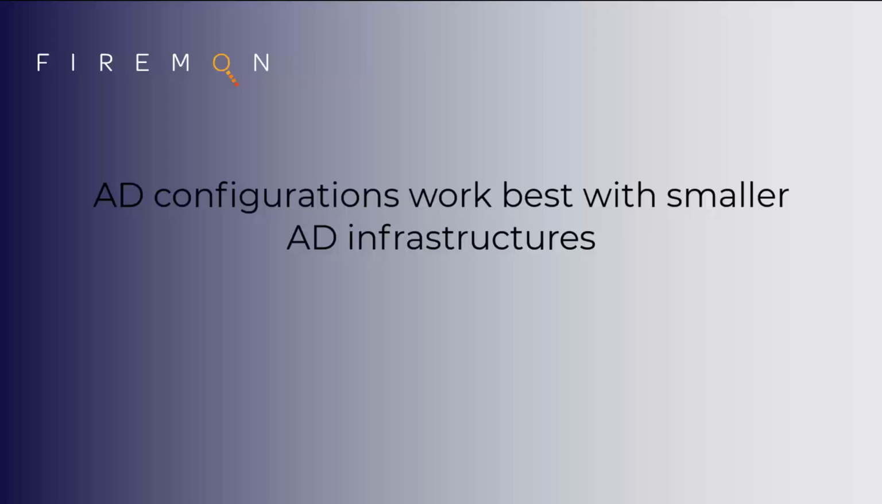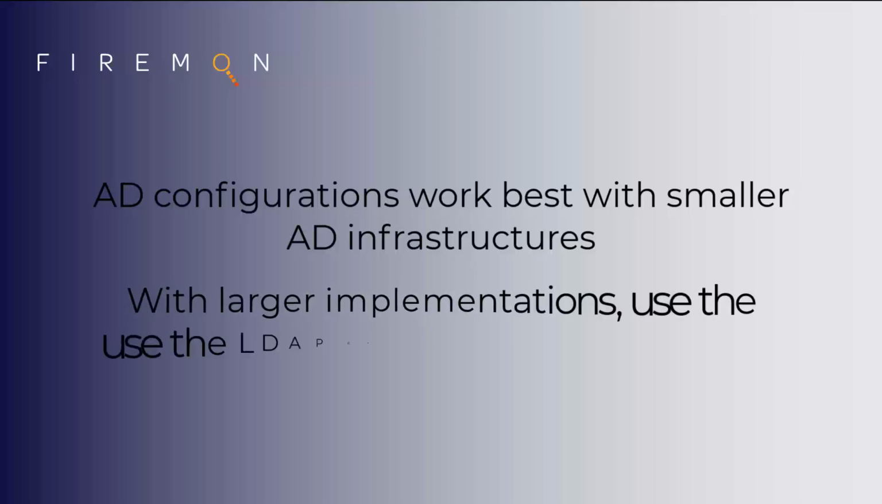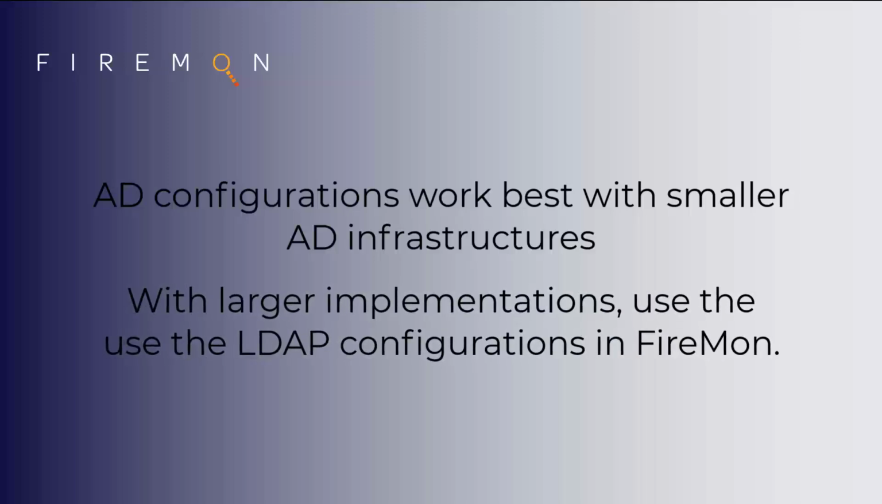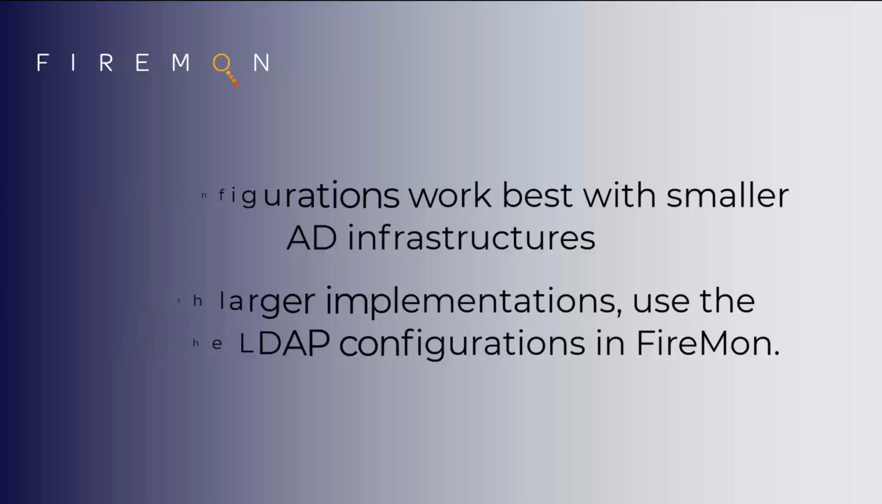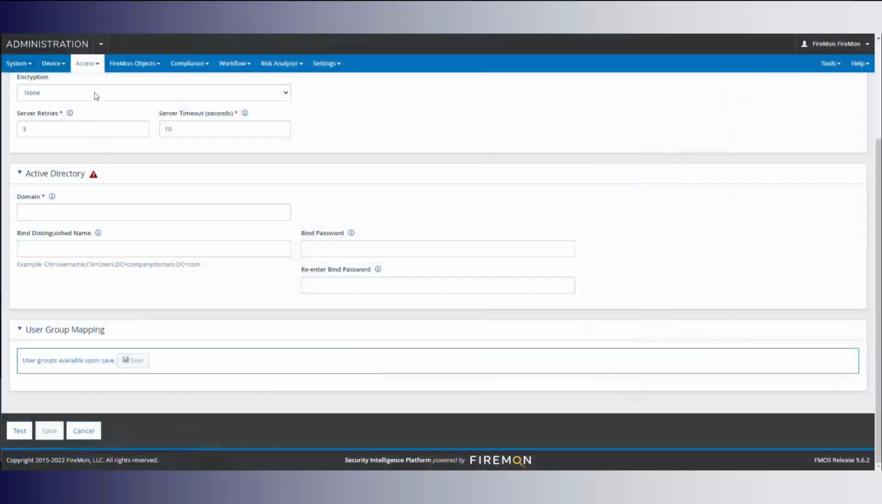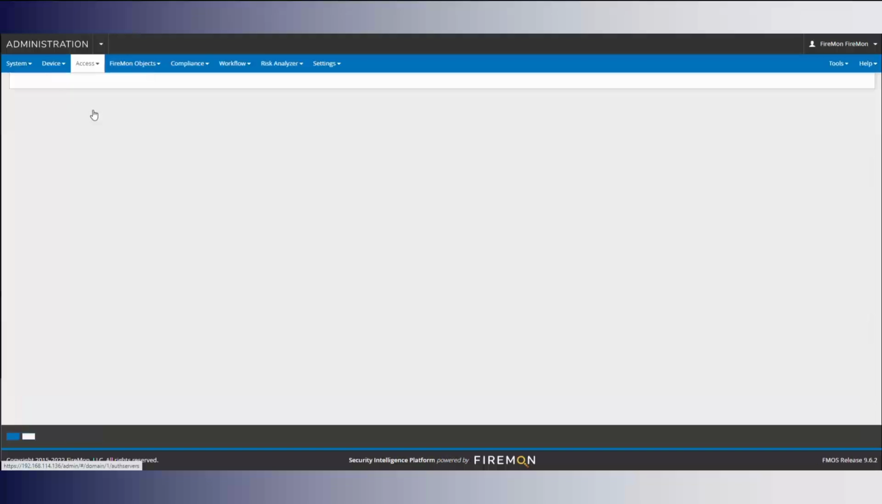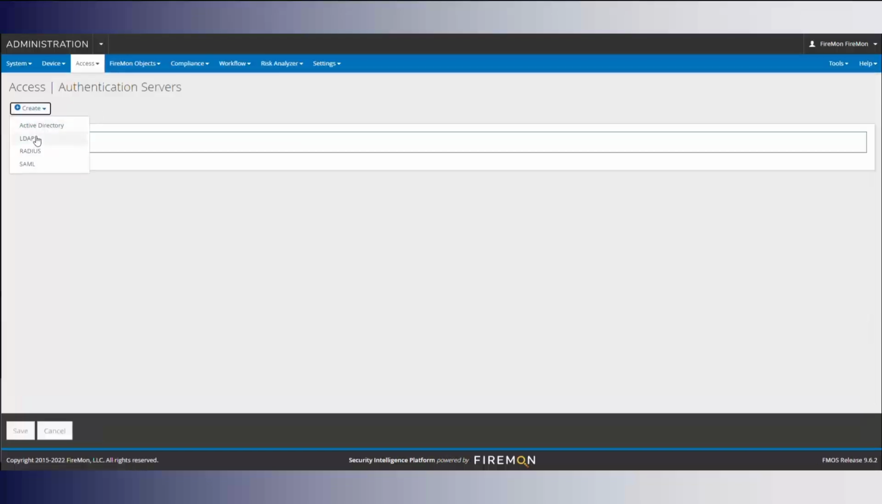For smaller organizations with only a few domains, using the AD configurations in FireMon will suffice, as lookups will not take long. However, for larger organizations with multiple domains, user lookups could take several minutes. For this reason, we can leverage the use of the LDAP configurations in FireMon, even for Active Directory. This is because the configurations are granular enough to look for specific information about domains. So let's click in Access once again and go to Authentication Servers, and we'll create an LDAP server.